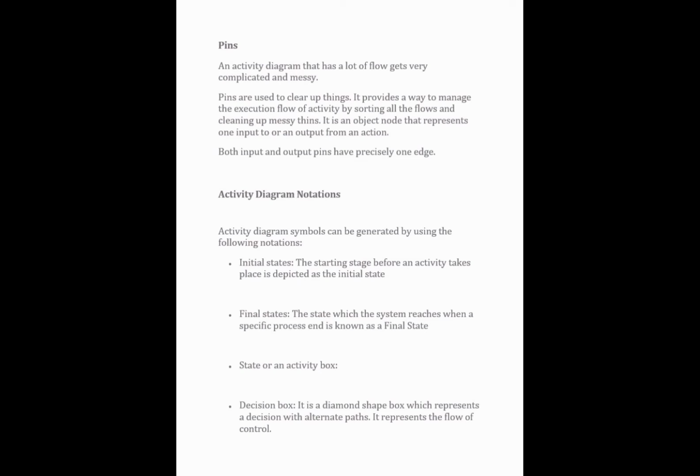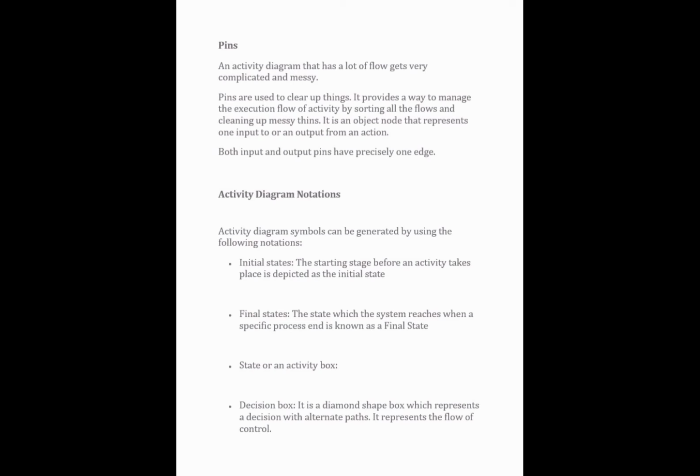Next one is pins. An activity diagram that has a lot of flow gets very complicated and messy. Pins are used to clear up things. It provides a way to manage the execution flow of activities by sorting all the flows and cleaning up messy things. It is an object node that represents one input to or an output from an action. Both input and output pins have precisely one edge. So next, I explain activity diagram notations.